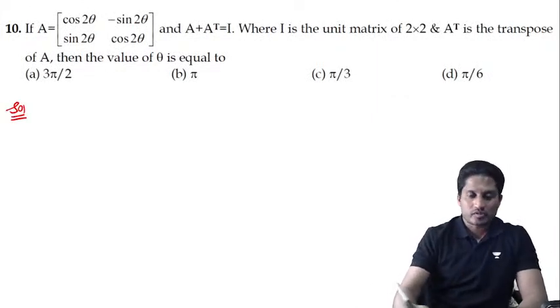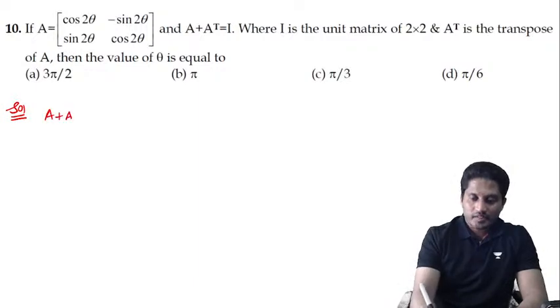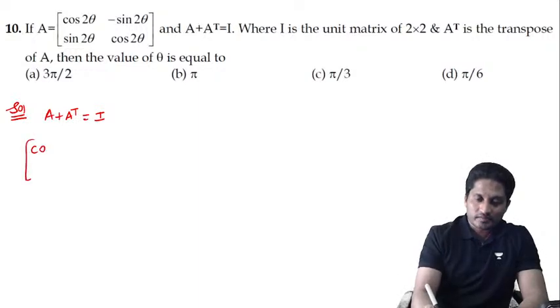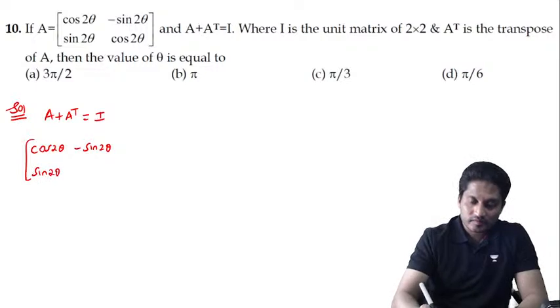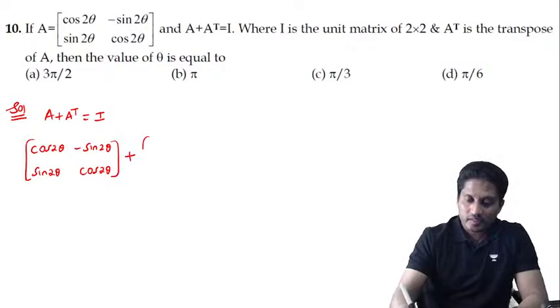Okay, A plus A transpose. A plus A transpose is equal to I. Matrix A is equal to cos 2 theta, minus sin 2 theta, plus sin 2 theta and cos 2 theta. Okay, plus A transpose: first row becomes first column, second row becomes the second column. Sin 2 theta, cos 2 theta. And I can be written as 1, 0, 0, 1.